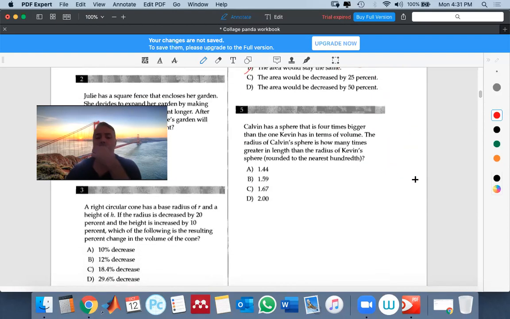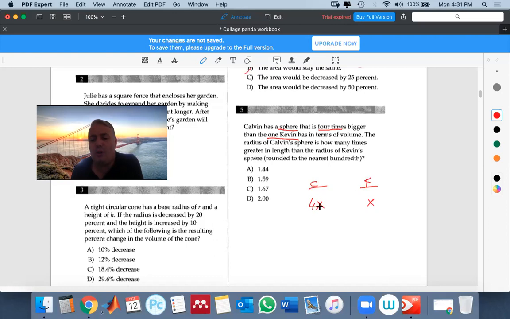Question number 5. Calvin has a sphere that is 4 times bigger than the one Kevin has. So we have, let's say, Calvin and Kevin. Bigger than the, how many times? 4 times. If I call this X, this is 4X. Let me read again, no mistake. 4 times bigger than, okay.